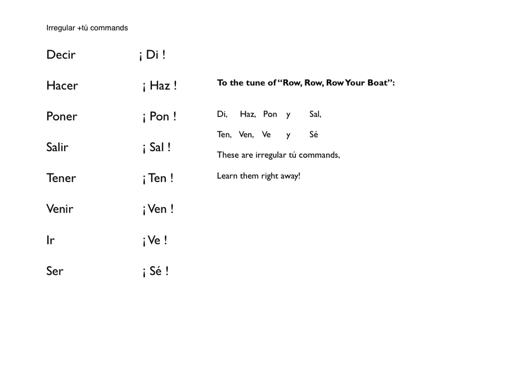A great way to remember these is to the tune of Row, Row, Row Your Boat: Di, haz, pon, y sal, ten, ven, ve, y sé. These are irregular tú commands. Learn them right away.